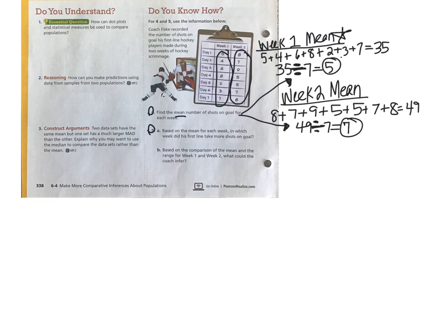Now take a look at question 5. There are 2 parts here. Based on the mean for each week, in which week did his first line hockey players take more shots on goal? Did they take more shots during week 1 or during week 2? Based on the mean, we would say that they took more shots in week 2.